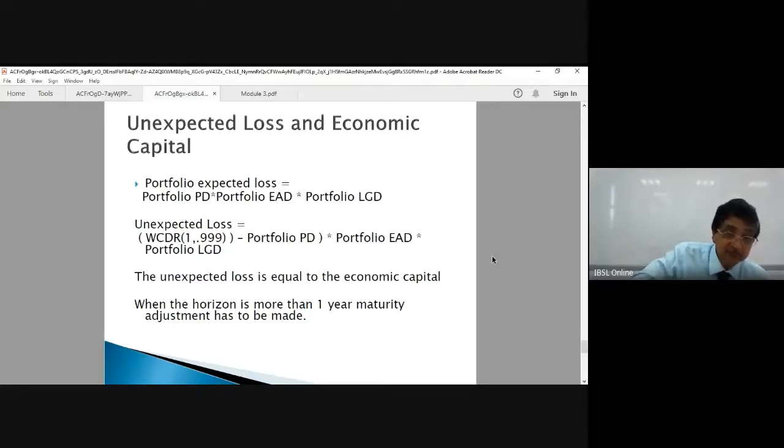For portfolio expected loss, you have to have the portfolio PD, portfolio EAD, and portfolio LGD. Then for unexpected loss, you have to have the worst case default rate for the portfolio, and you have to deduct the normal portfolio probability of default, that is, the worst case probability of default minus the portfolio probability of default. You have to multiply it with the portfolio EAD and portfolio LGD. Then you can calculate the unexpected loss.